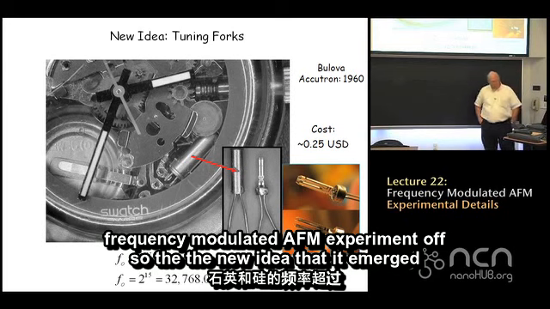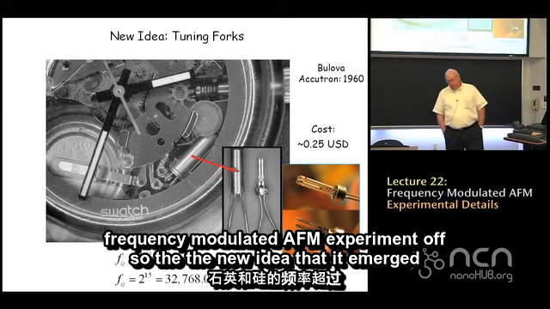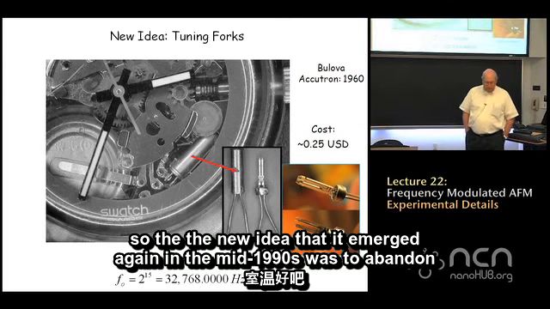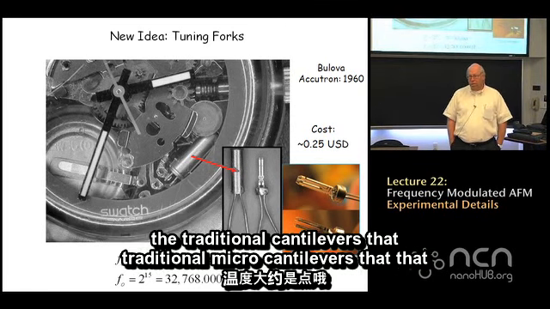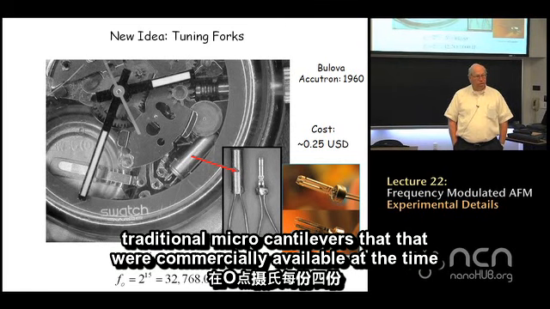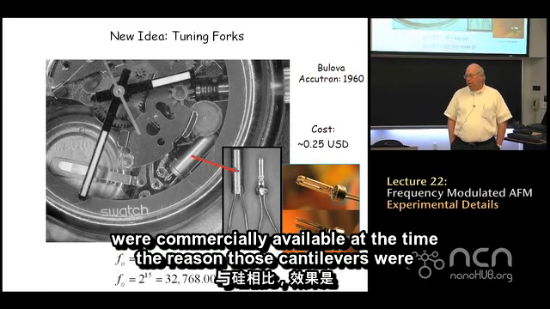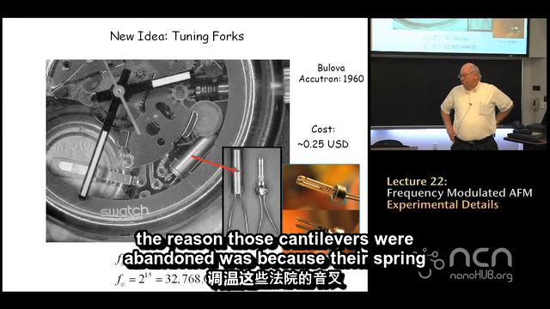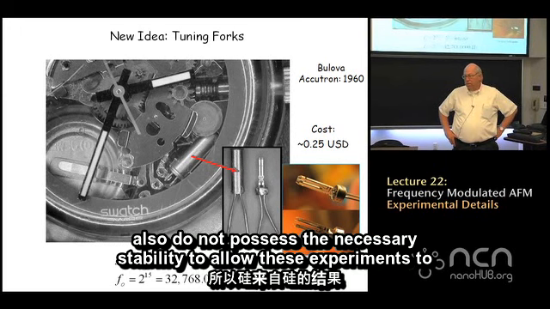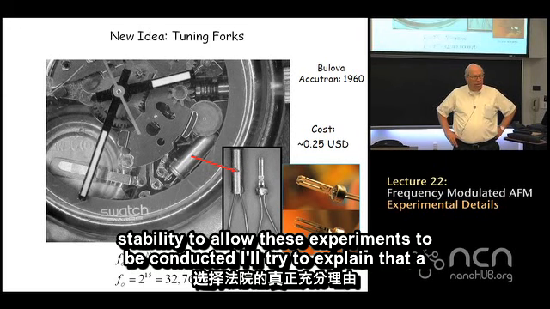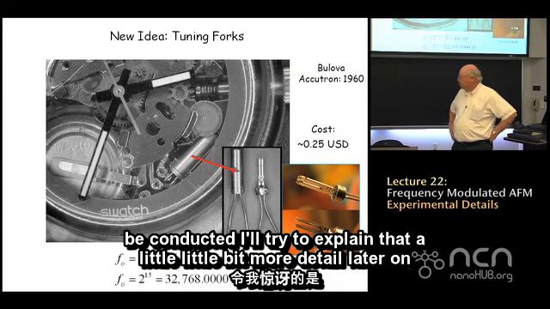So the new idea that emerged again in the mid-1990s was to abandon the traditional microcantilevers that were commercially available at the time. The reason those cantilevers were abandoned was because their spring constants aren't stiff enough. And they also do not possess the necessary stability to allow these experiments to be conducted. I'll try to explain that in a little bit more detail later on.